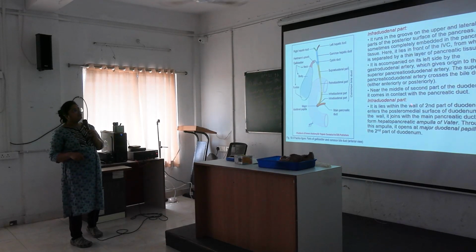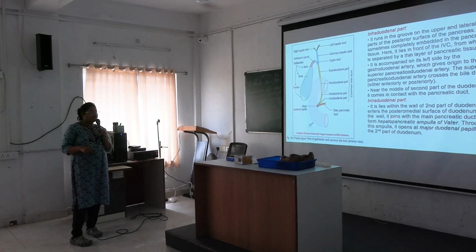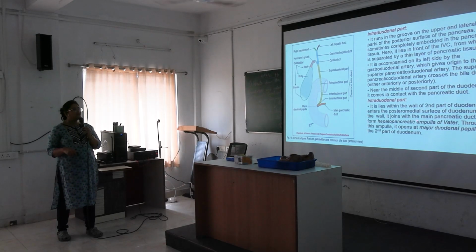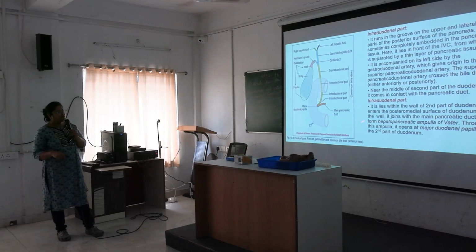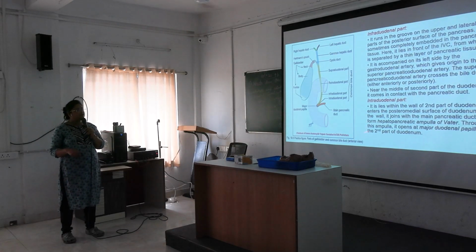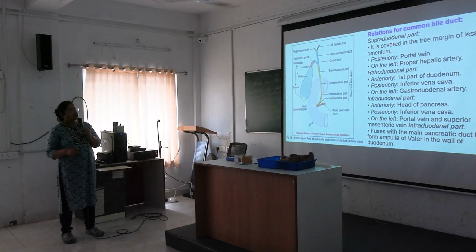It lies within the wall of the second part of duodenum, enters the posteromedial surface of the duodenum. In the wall, it joins with the main pancreatic duct to form the hepatopancreatic ampulla of Vater, and through the ampulla of Vater opens at the major duodenal papilla in the second part of the duodenum. These are the relations covered.